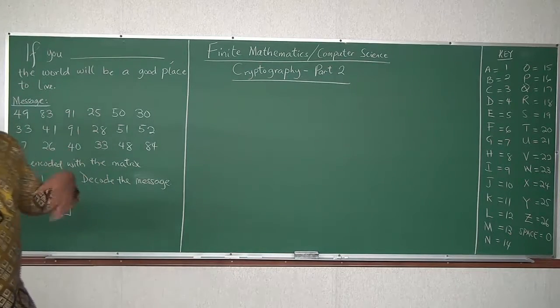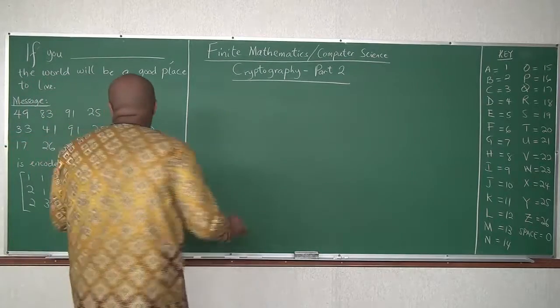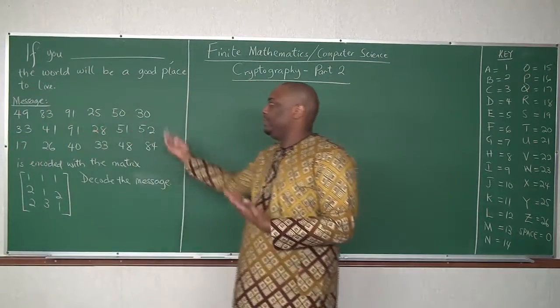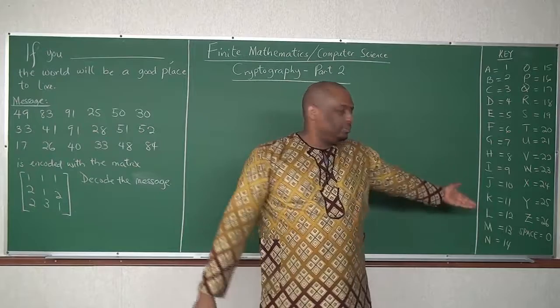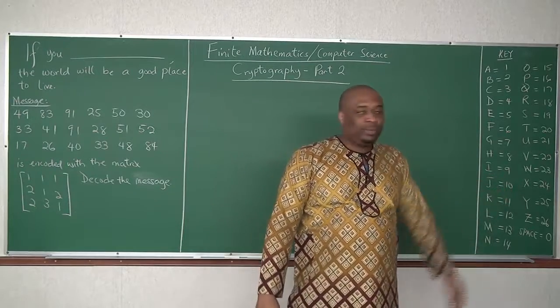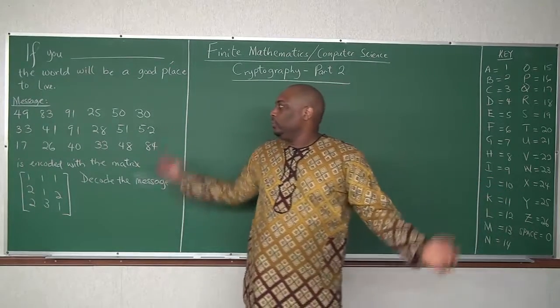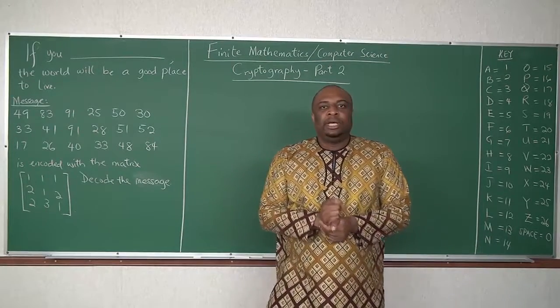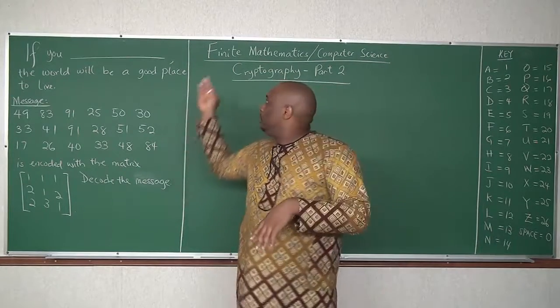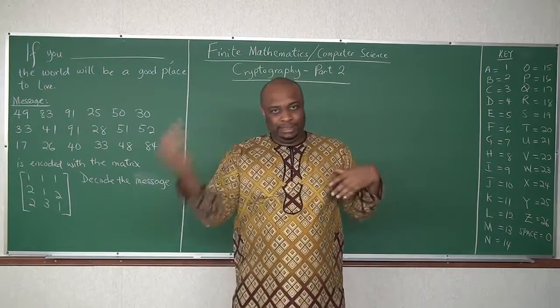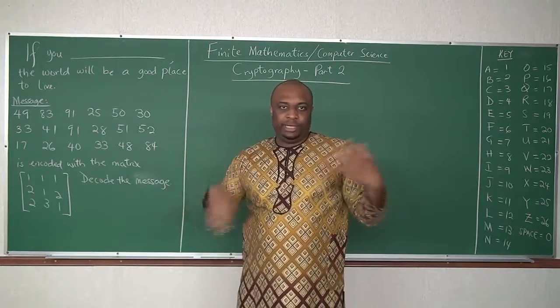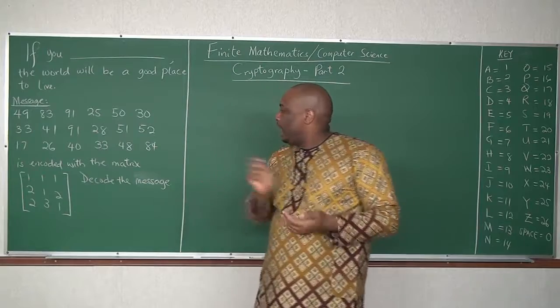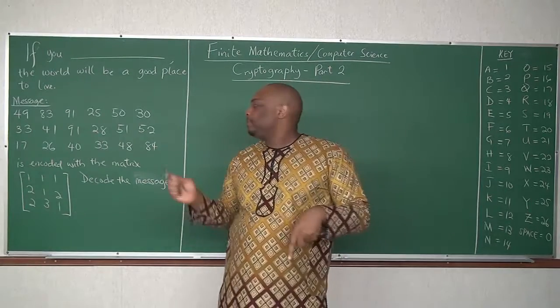Now, let's find a decoding matrix for it. Because if you just look at this message, the highest number here is 26, so you don't know what 49, 83, 91, 25 is. From the video Part 1 that we did, we're applying that knowledge here for Part 2. I want you to note this.